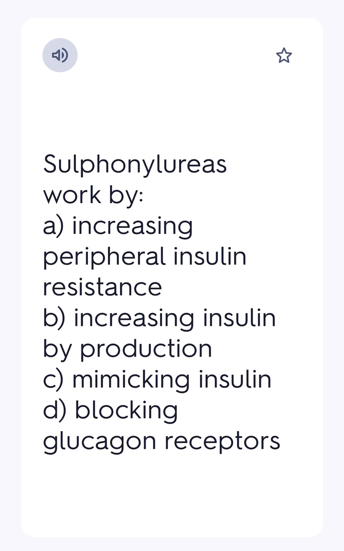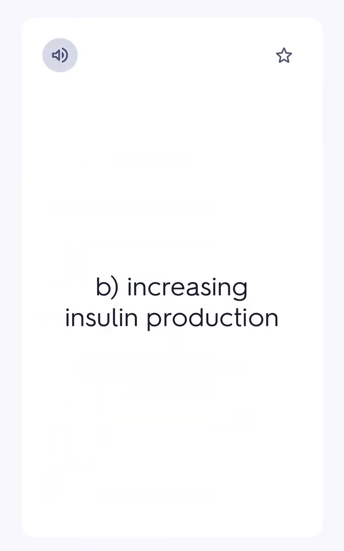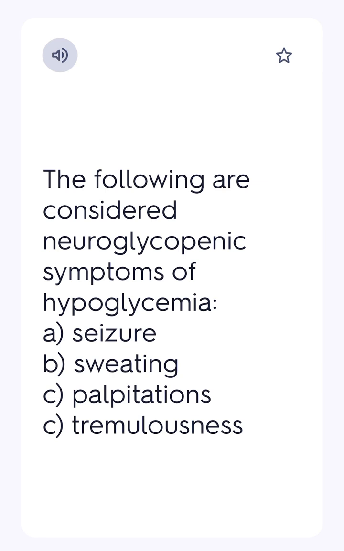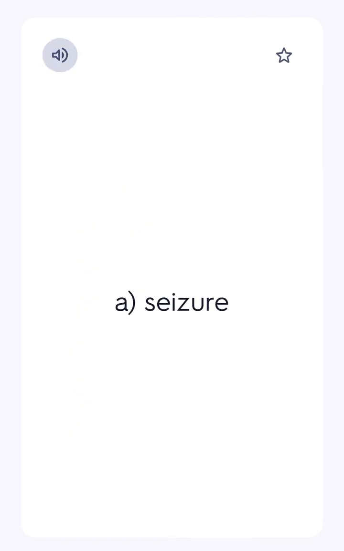Sulfonylureas work by A, increasing peripheral insulin resistance; B, increasing insulin production; C, mimicking insulin; D, blocking glucagon receptors. B, increasing insulin production. The following are considered neuroglycopenic symptoms of hypoglycemia: A, seizure; B, sweating; C, palpitation; D, tremulousness. A, seizure.